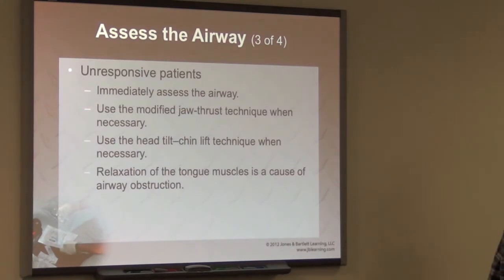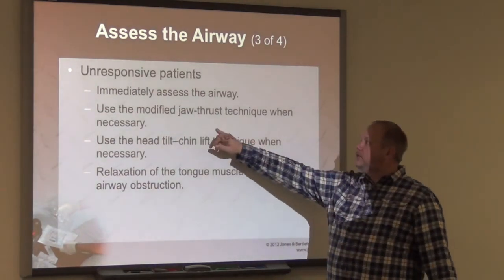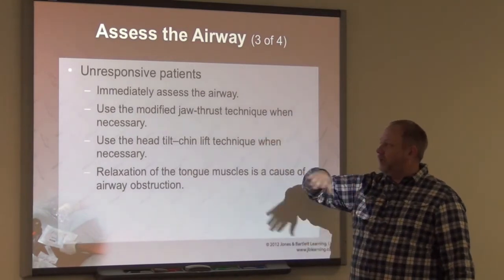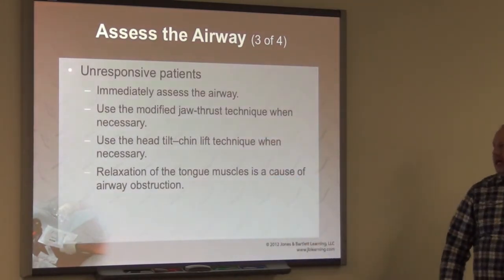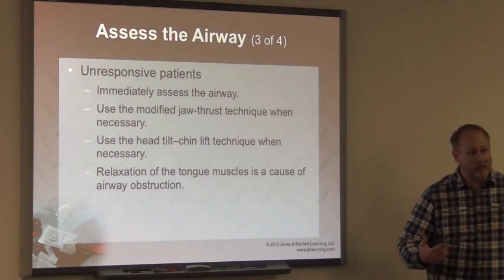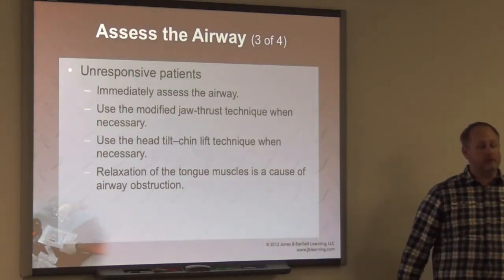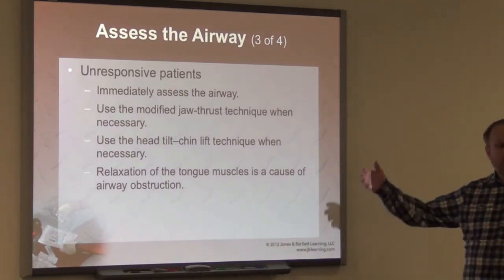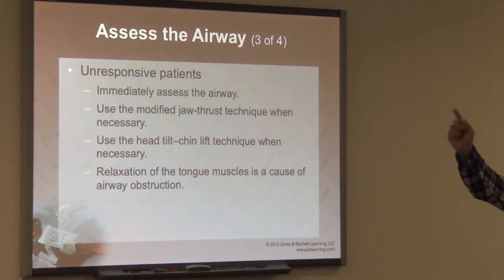In the unresponsive patient, immediately assess the airway. Use the modified jaw thrust technique when necessary, or the head tilt chin lift when necessary. And know that a lot of times the reason why there is an airway obstruction is because the tongue has relaxed and fallen back in the back of the pharynx. And that can cause an airway obstruction. And just opening it by doing a head tilt chin lift or jaw thrust may relieve that. So if that's the case, your next step would be to insert an oral pharyngeal airway or nasal pharyngeal airway.